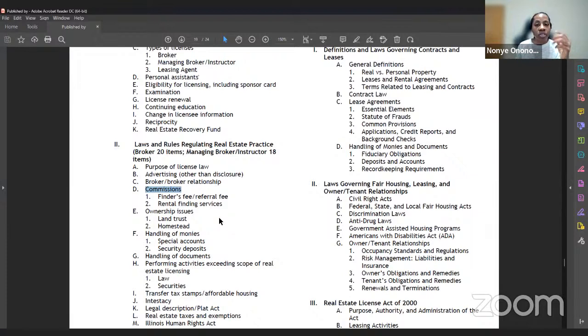Finder's fees, referral fees, you must be licensed to get those as well. So if I'm advertising, hey, I have buyers, I'm looking for agents to help these buyers, I must be licensed in order to get a referral fee from them. Also, rental finding services also need to be licensed in order to practice here in Illinois.